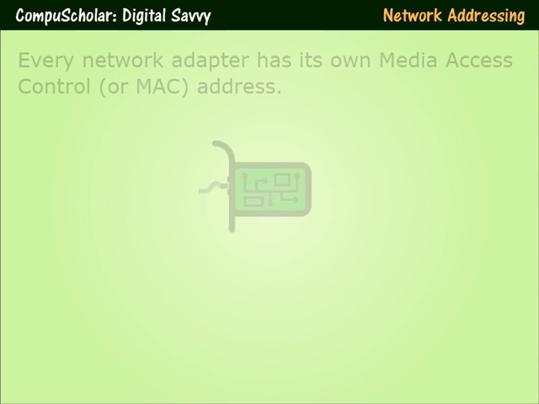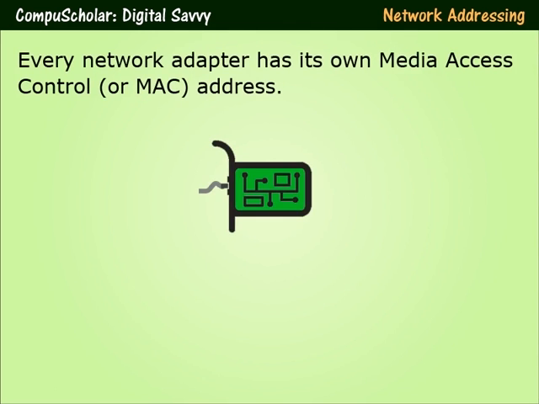A network address is a unique identifier for a computer on a network. These addresses will be used by other computers to send messages across the network. Now, there are two main types of network addresses: MAC addresses and IP addresses. Now, each network adapter has a unique MAC address. MAC is short for Media Access Control, and it's not related specifically to the Apple Mac computers.